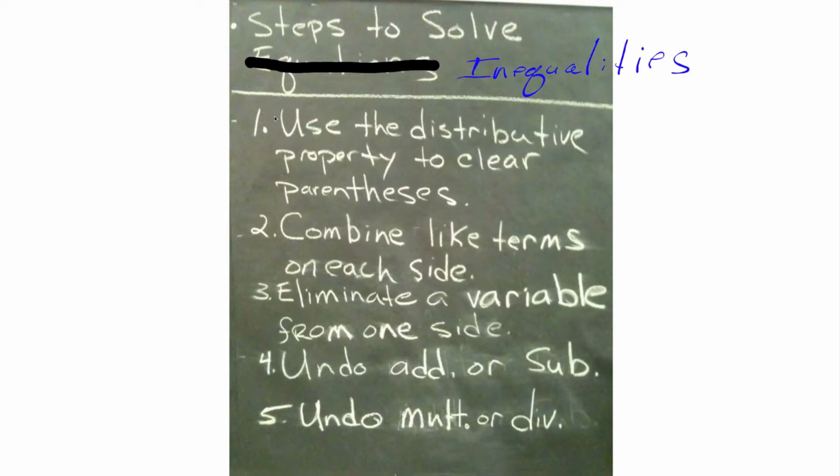The first step is to use the distributive property to clear any parentheses. Step number 2 is going to be combine like terms on each side. We're not going to have to worry about step 3 in this video lesson because we're going to be working with variables on one side. Then you undo the addition or subtraction. Then you finally undo the multiplication or division.